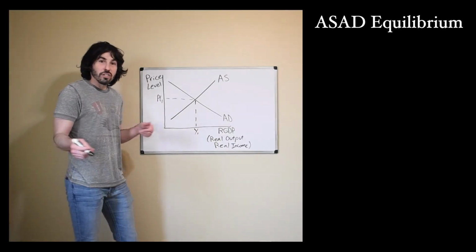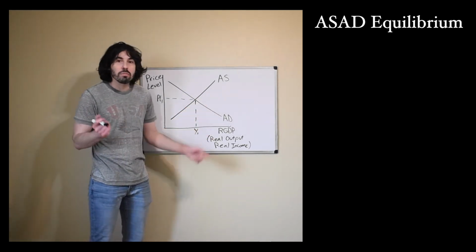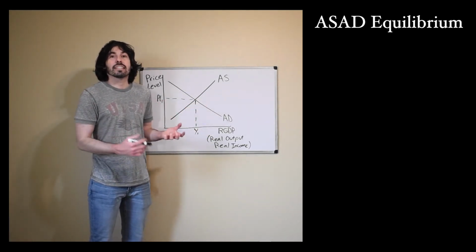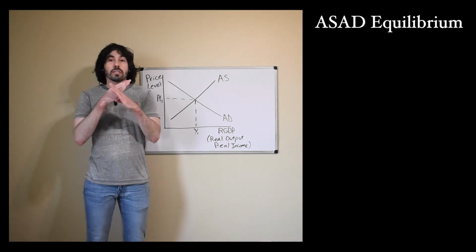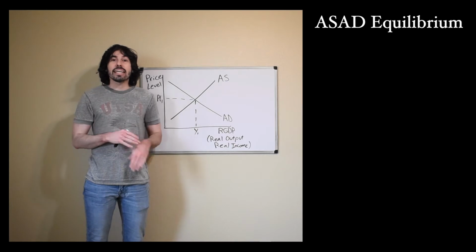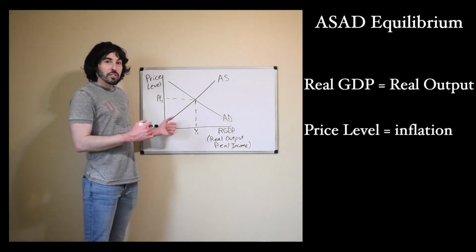In the last two videos, I talked about aggregate demand and aggregate supply. The demand or supply of everything in the economy. So we're looking at the macroeconomy now. And this equilibrium here is going to be our equilibrium in the aggregate supply and aggregate demand model. Remember the two things that we're measuring here.